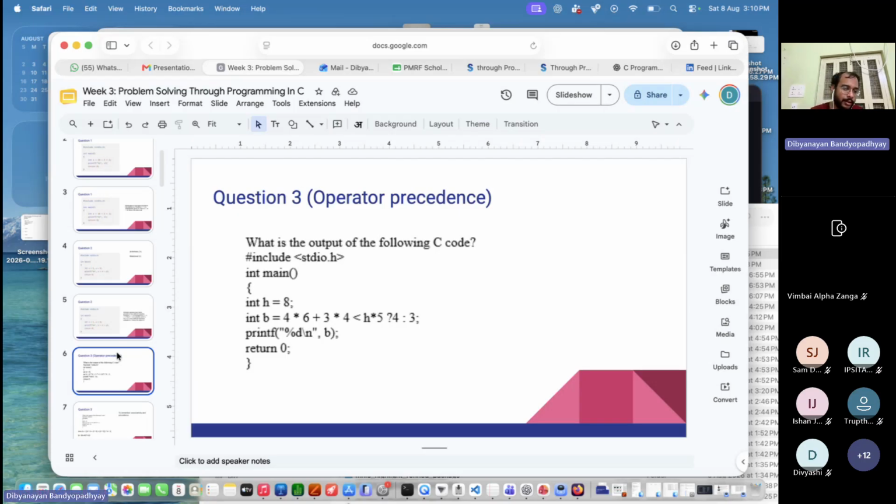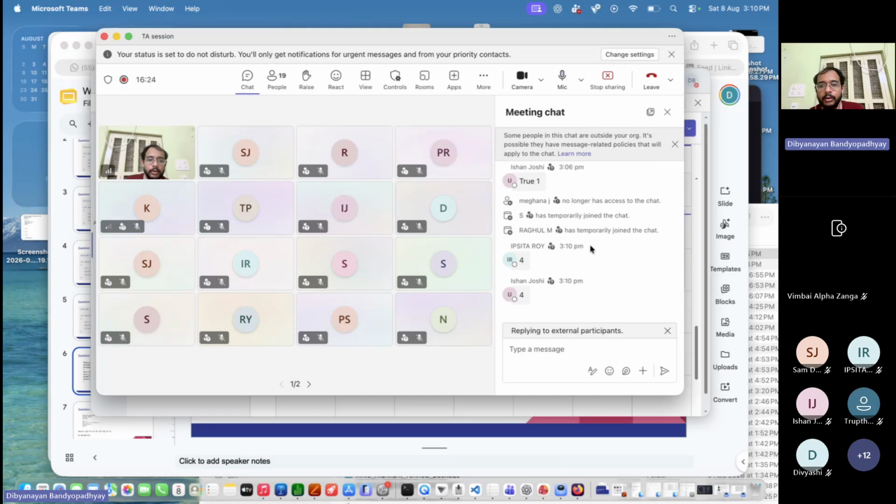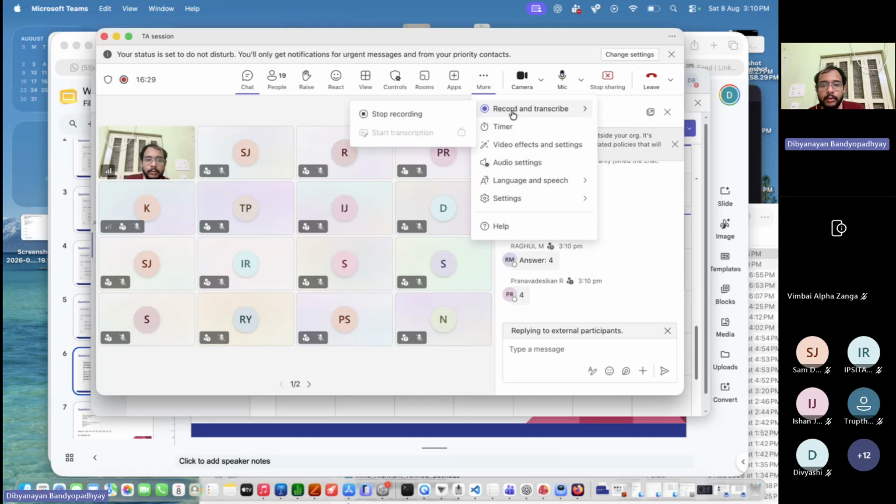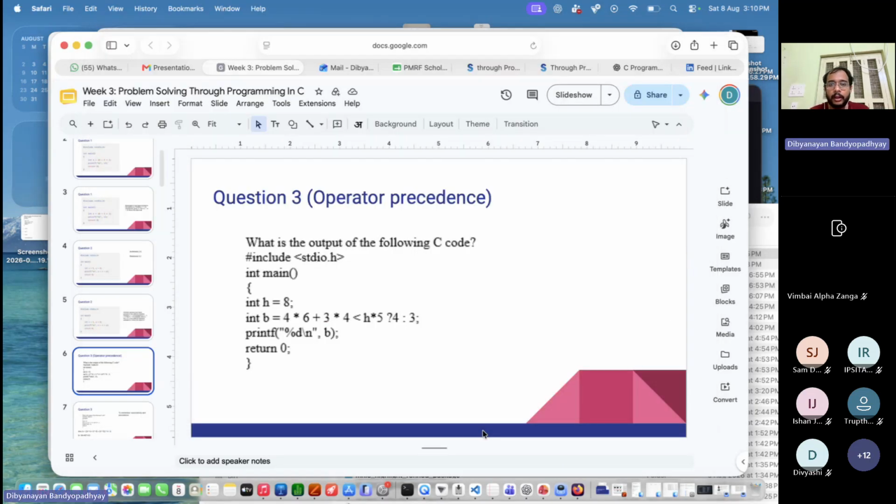Apply that concept actually. The hint is that arithmetic expression will be evaluated first before the relational expression. And you all know what ternary operator is. So I'll explain it later, but try to solve it first. People are saying 4. Okay. You're saying 4. Yeah, so let me clarify how it is happening.